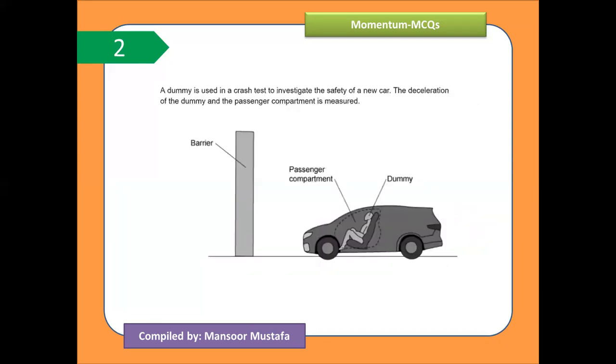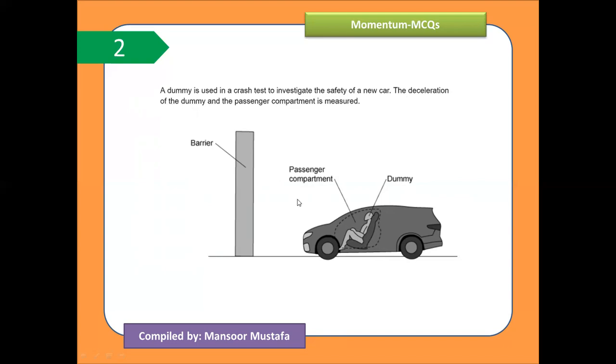Now let me explain this question. There is a car test. What happens when this car collides with the barrier? Definitely its speed decreases, meaning it will have deceleration. But it's mentioned that the dummy, if we compare it with real life, would be the driver. So the deceleration of the driver and the passenger compartment is different according to the question.